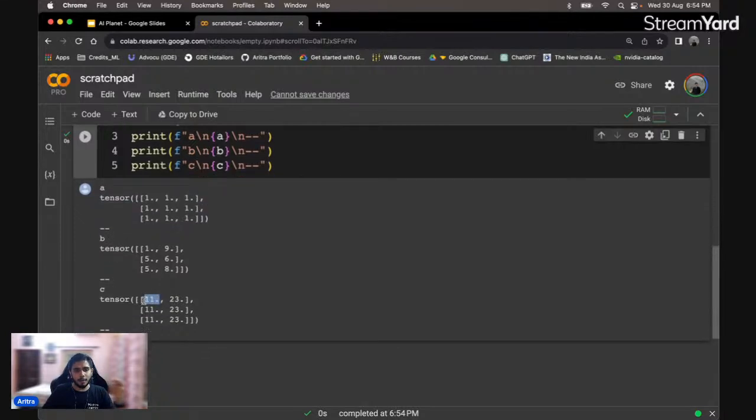How many of you can already understand where I'm going? 11 comes from the fact that I have to add 1, 5, 5. 23 comes from the fact that I have to add 9, 6, 8. Can you see that I'm already summing things up just by matrix multiplication and not by having to do it in for loops? So this is efficient, right?